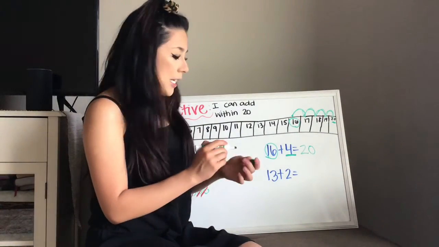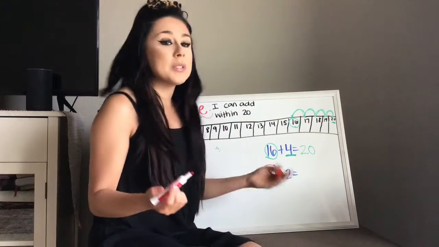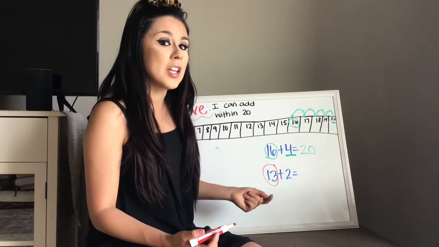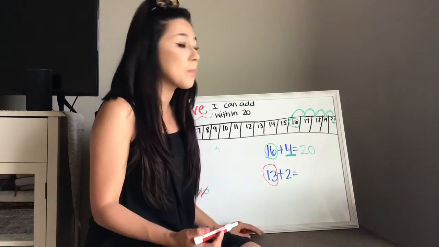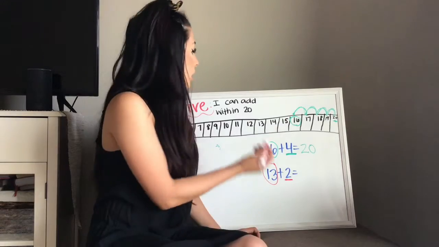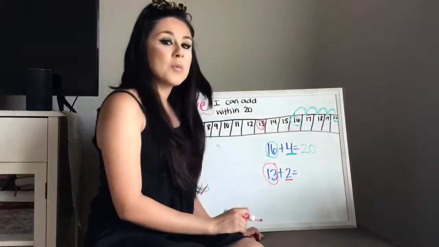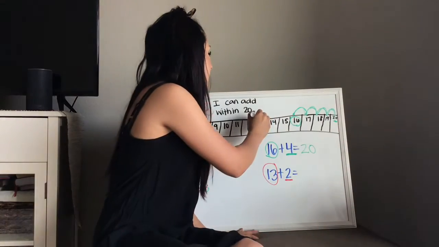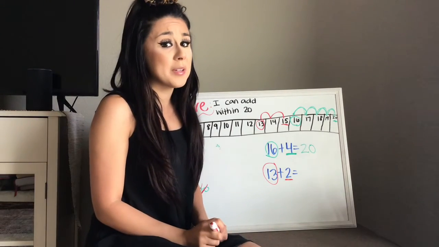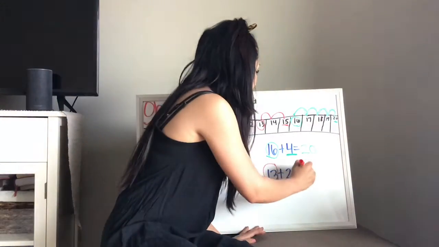Now we have 13 plus 2. So we're starting at 13. Technically you could start at 2, but you're going to have to make 13 hops, and that's a lot of work. So it's easier to start with the largest or bigger number, 13, and then we're going to make 2 hops. So I'm going to look at my number track for 13. And then we're going to make 2 hops. Are you ready? 1, 2. What number did we land on? Hopefully you can see, I know it's tiny. Great job. We landed on 15.